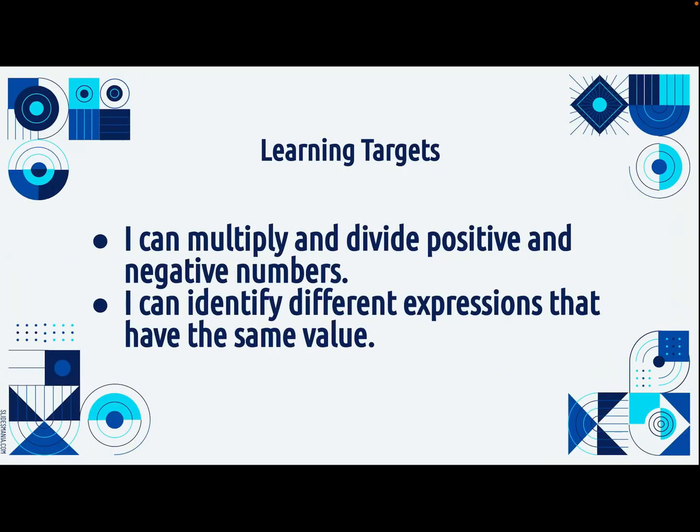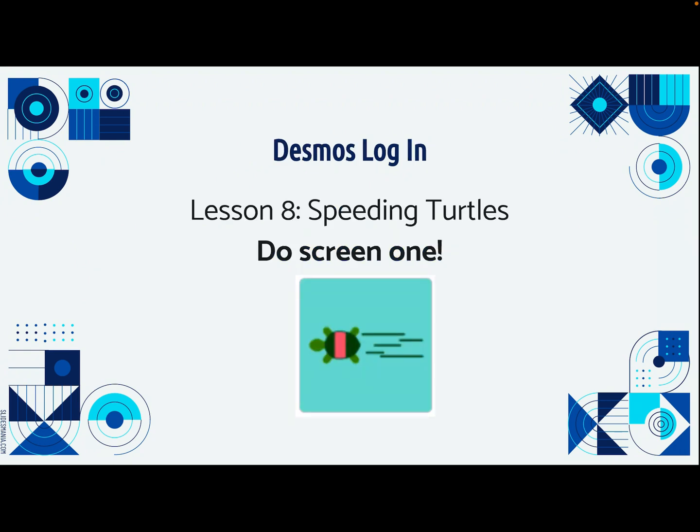Alright, our learning targets, you have two of them today. Our first one is I can multiply and divide positive and negative numbers. Our second one is I can identify different expressions that have the same value. So I need you to go to Desmos and get logged into lesson 8, which is called Speeding Turtles.